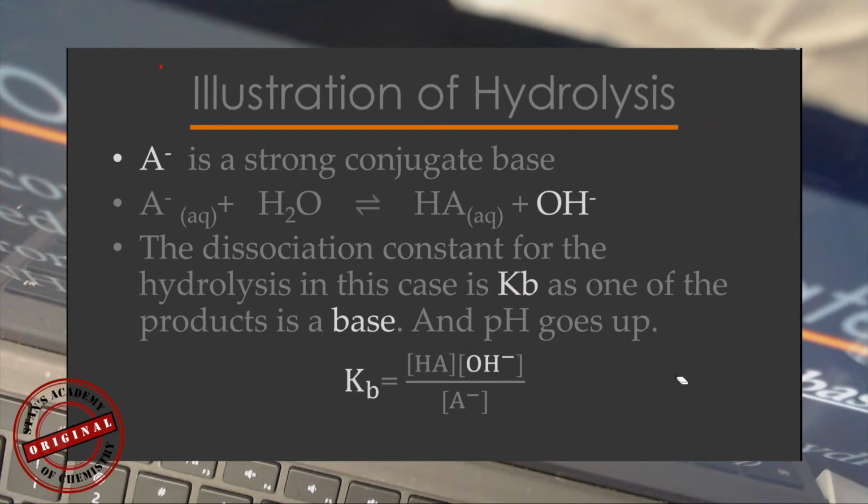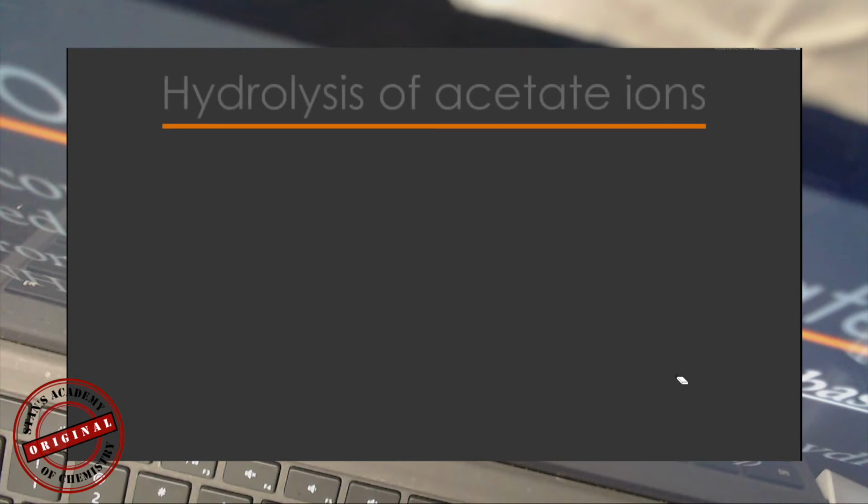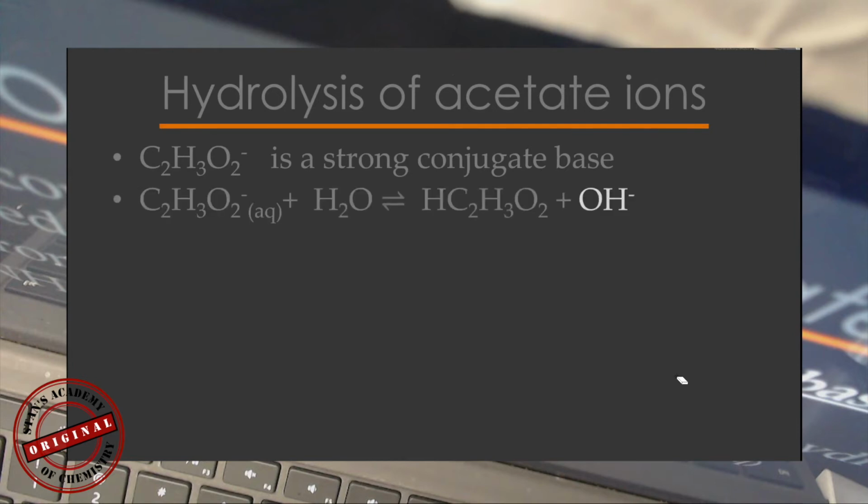Okay, so let's go to the next slide. Again, I'm taking a second example. I did one example, CN minus. We are going to do an example with acetate ions, C2H3O2 minus. It's a strong conjugate base. Interacting with water, it produces undissociated acid, and it produces hydroxide ions, which goes up. Therefore, the pH will also go up.